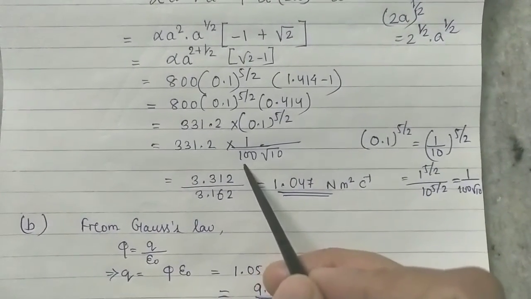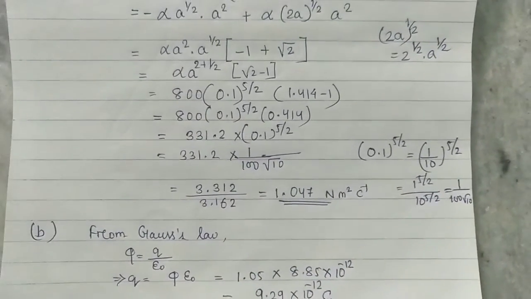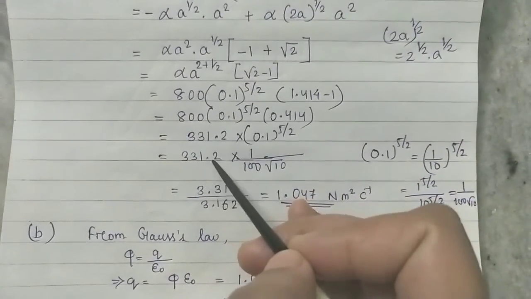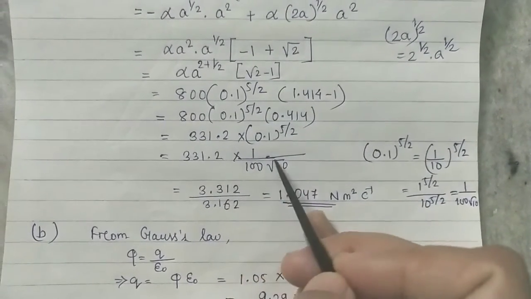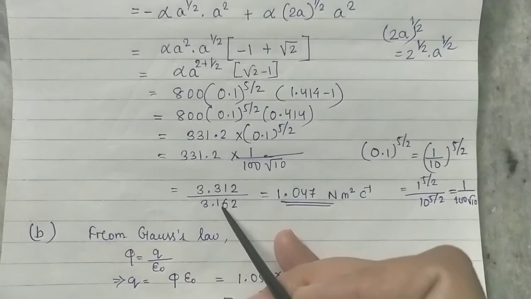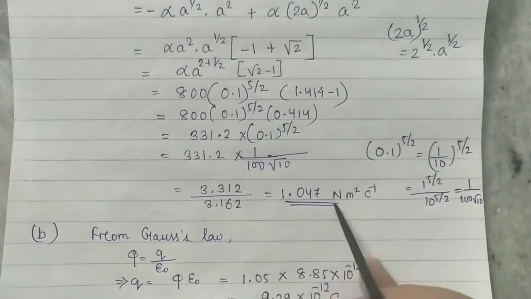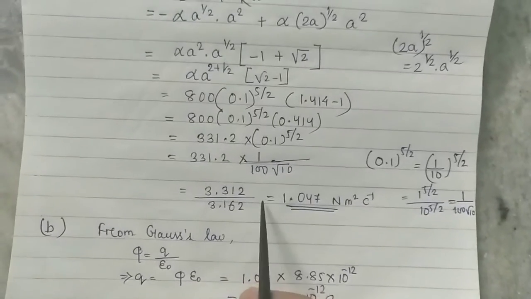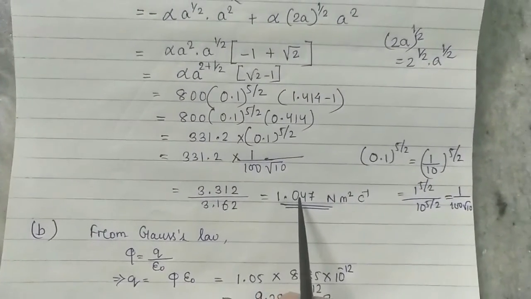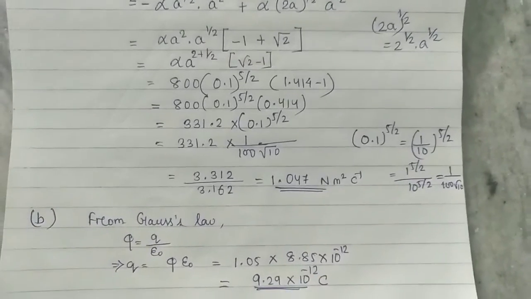Solve this, we will be getting 331.2 divided by 100, 2 digits taken, 3.312. Root 10 value I have put 3.162, we will be getting 1.047. Okay, what is this? This is the flux. So the flux through all the faces is equal to 1.047 Newton meter square per coulomb.